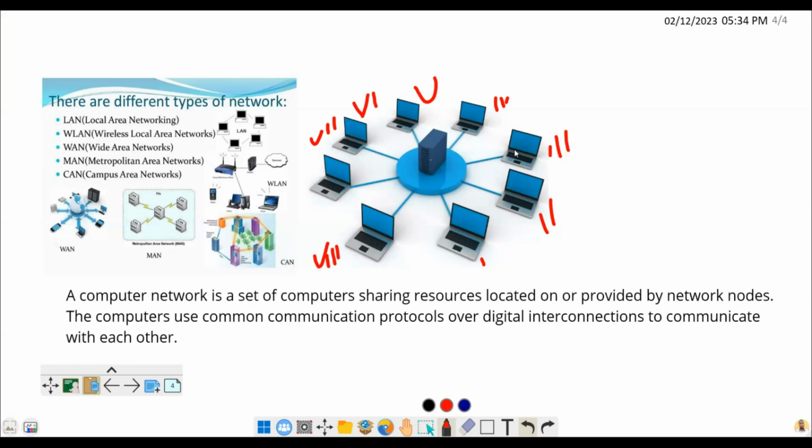The computers use a common communication protocol over digital interconnection to communicate with each other. So normally, when they are communicating with each other, there are what we call communication protocols being used here. And we are going to look at these different types of protocols and the layers of network communication, starting from application up to the network layers and physical and so on. But generally, that's the definition of a network.